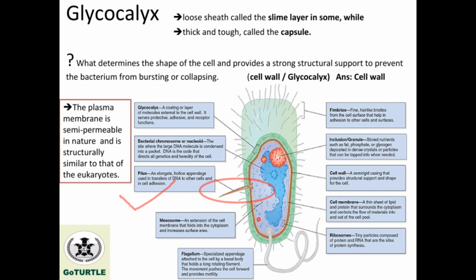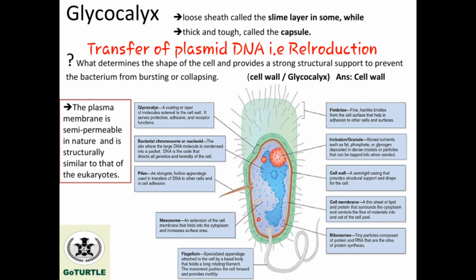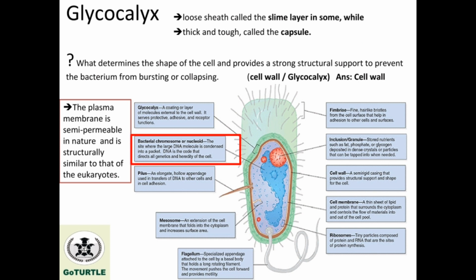Now if you'll see at the pilus, both the structures are almost similar. It is a modified fimbriae. This is hollow and elongated appendage which is very similar to the fimbriae, and it helps in transfer of the DNA to other cells, that is reproduction. Next important structure is the bacterial chromosome or nucleoid.